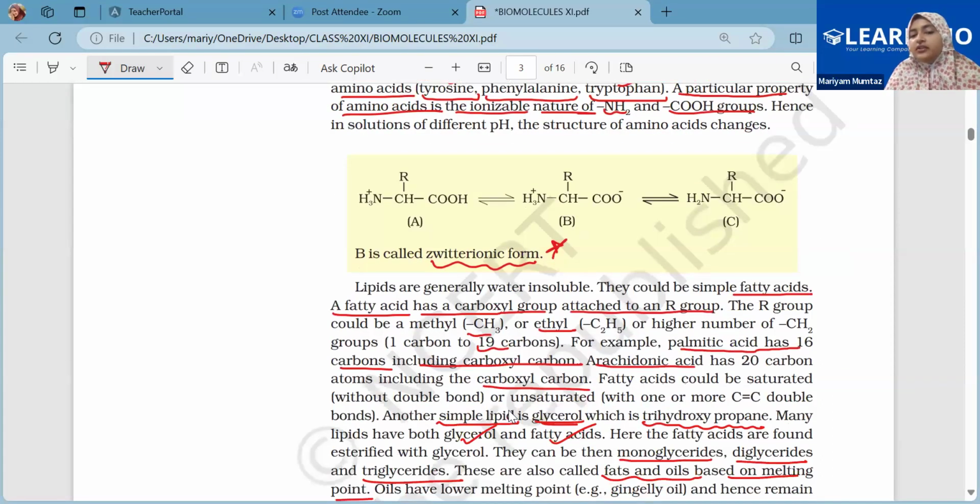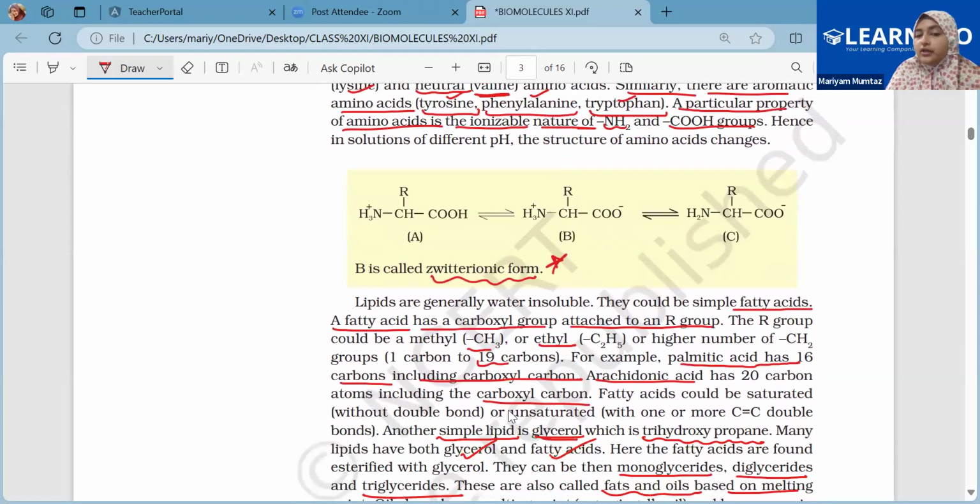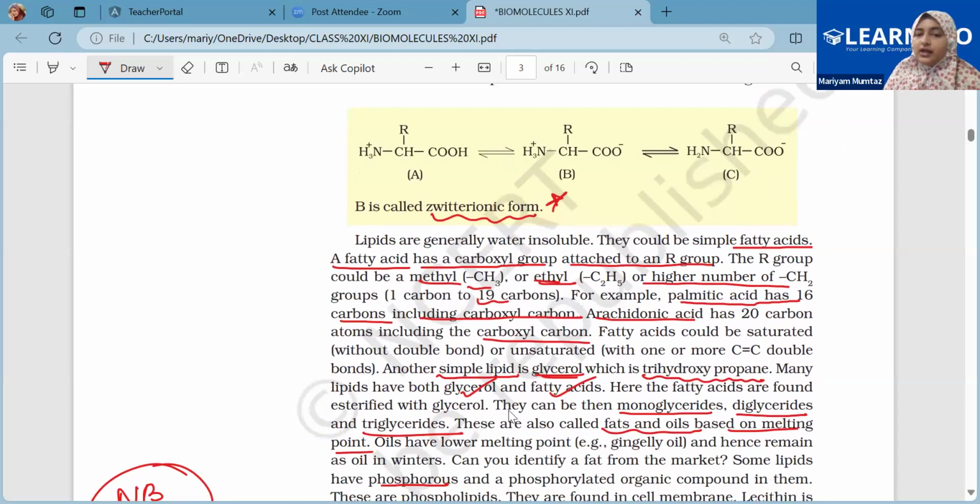Now, lipids are generally water insoluble. We're talking about lipids now. They could be simple fatty acids. A fatty acid has a carboxyl group attached to an R group. The R group could be methyl or ethyl, or a higher number of CH groups, such as 1 to 19 carbons, up till 19 carbons.